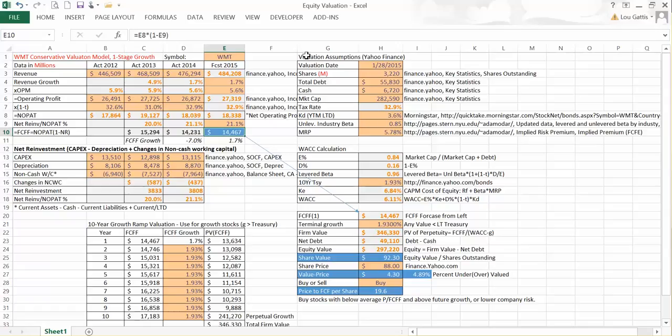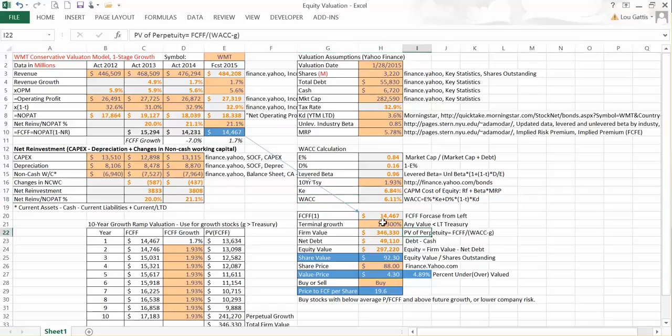Then over here, I'll estimate the discount rate for the firm, the weighted average cost of capital. So we're going to get data on number of shares and debt and their cash and market cap and their beta. Use that to calculate this number here, the weighted average cost of capital, and that'll be the discount rate to discount future free cash flows.